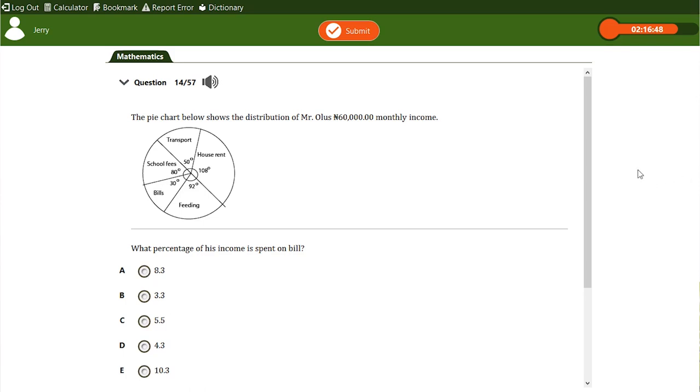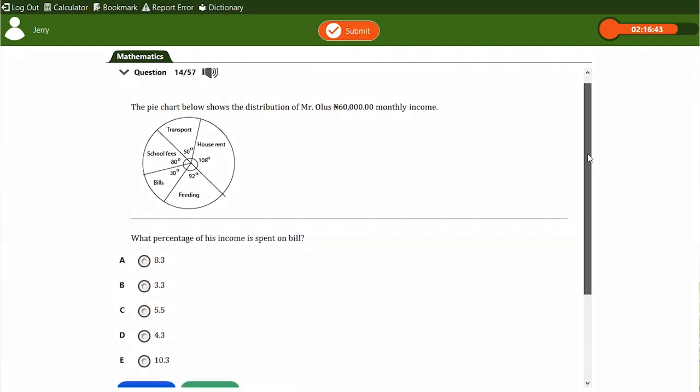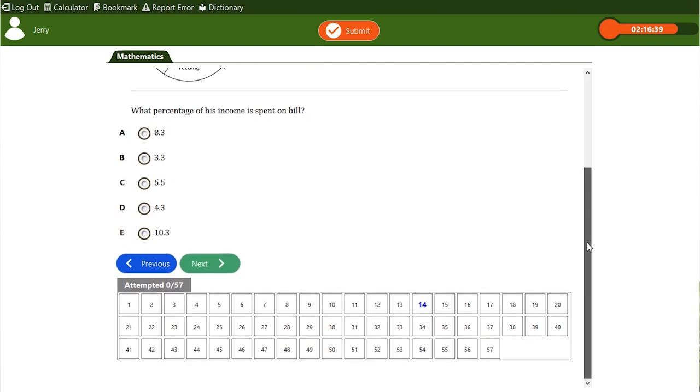So let me see if we can get a question on batch. And okay, frequency table has been explained. I've given you something on frequency table. Okay, all right.